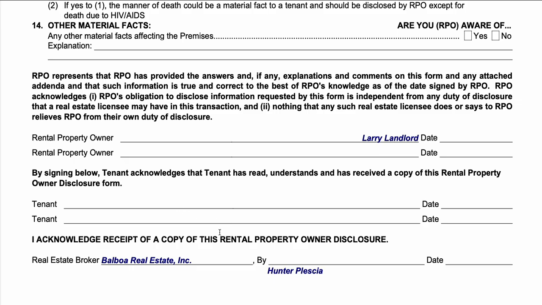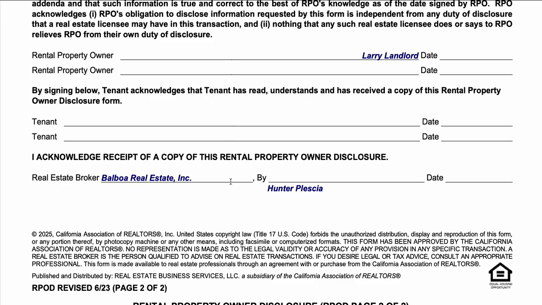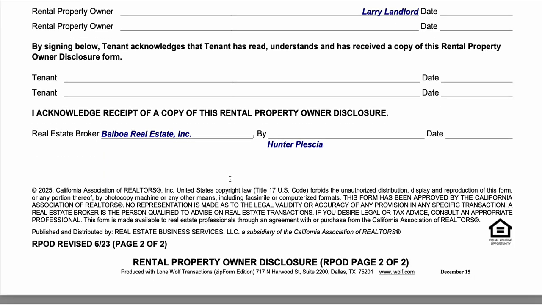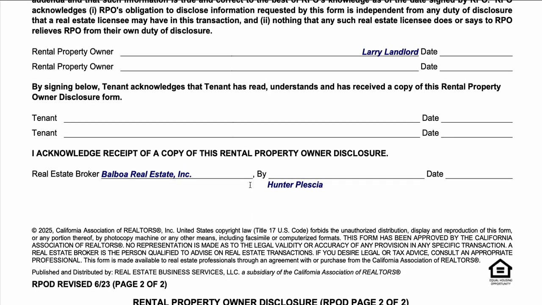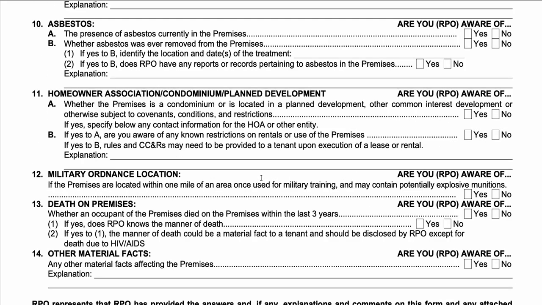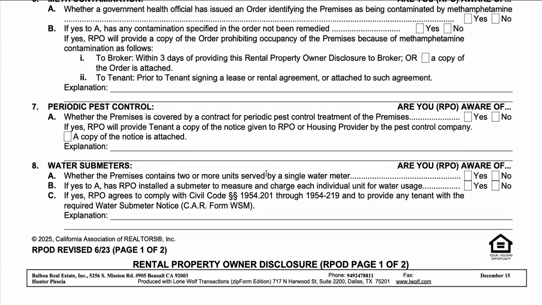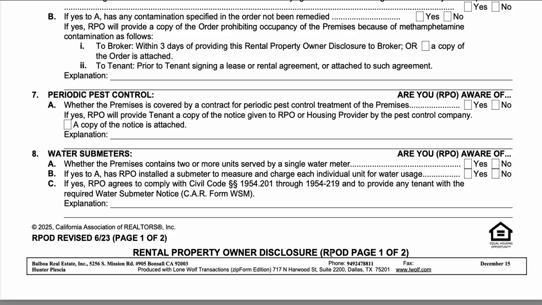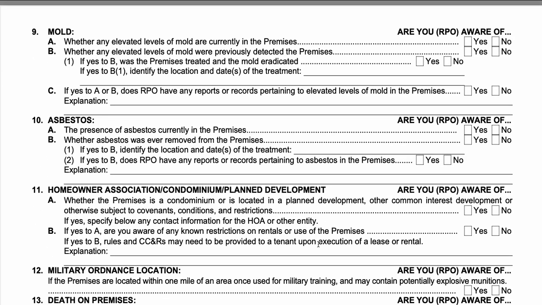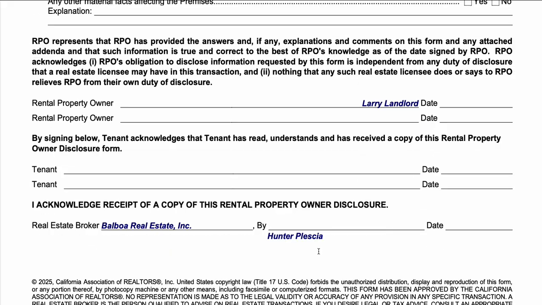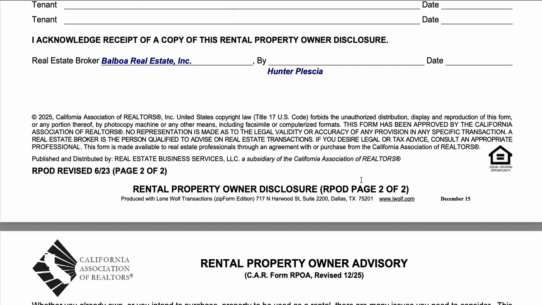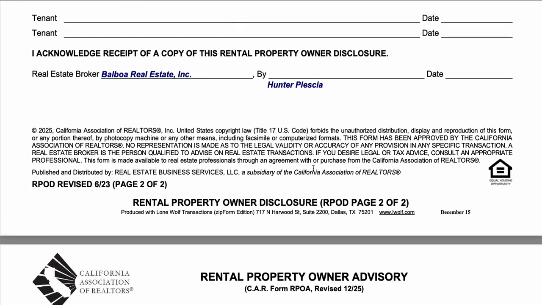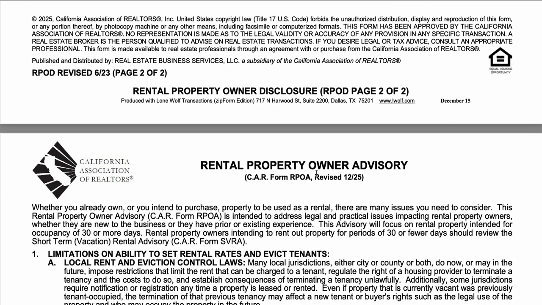So if you want, skip past here. This is what I would do. I wouldn't fill this out now. I would just do it as a standalone form. I'd go back into the C.A.R. form library of 10,000 forms they have now. I'd find rental property owner disclosure, what do they call this? RPOD. I'd pull this up separately, fill it out with my client, and then that way I could send this as a standalone form without having to show my private lease listing to the tenant.